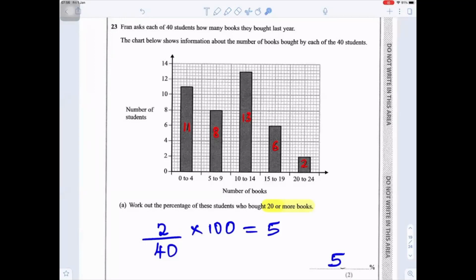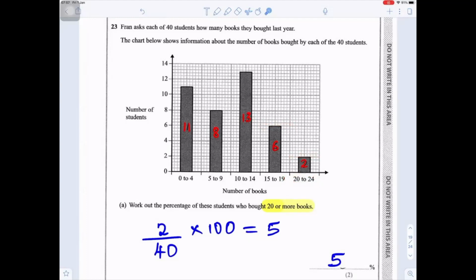So between 0 and 4, we count, it goes to 11. Between 5 to 9, there's 8. 10 to 14 is 13. 15 to 19, number of students is 6. And 20 to 24 is 2.